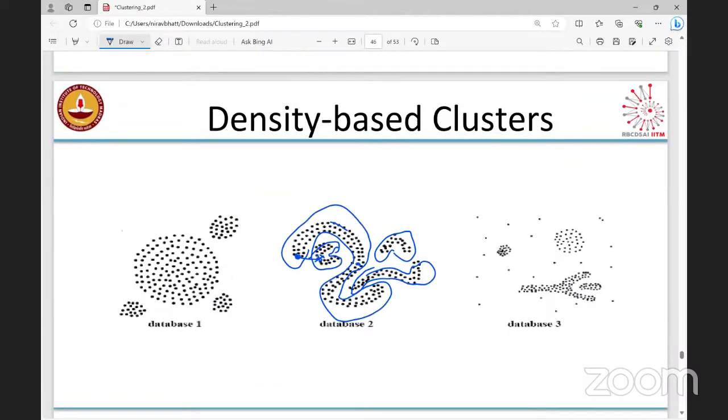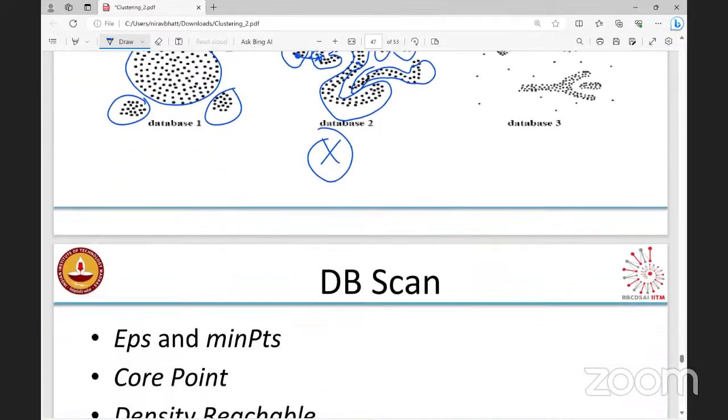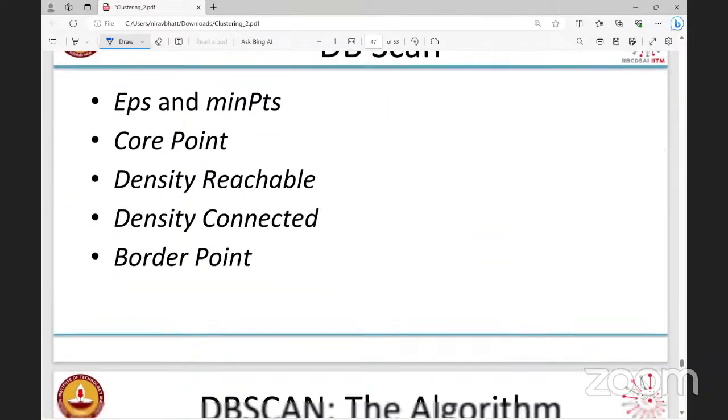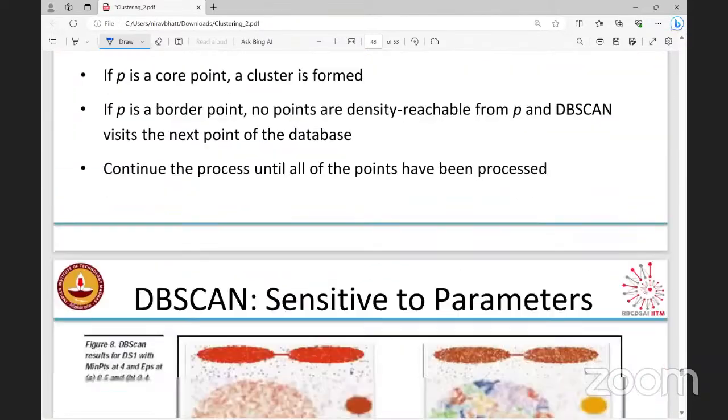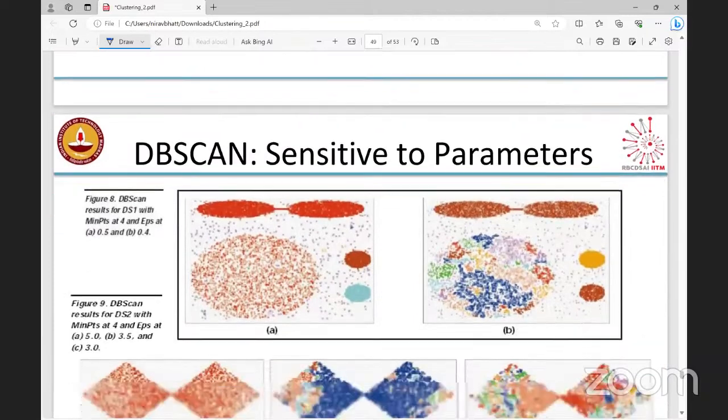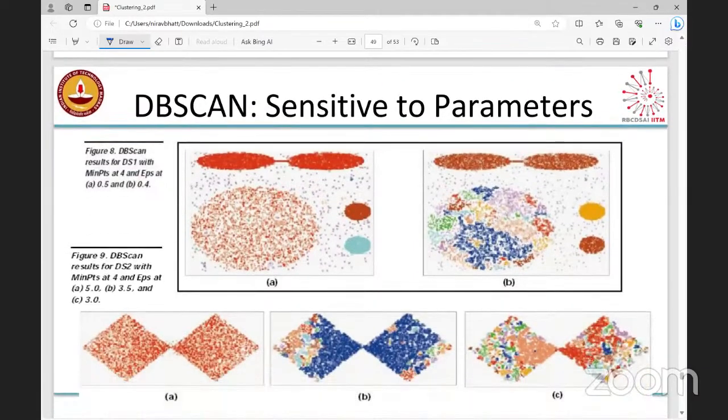Hierarchical clustering and k-means clustering can do this well. However, they cannot do this well. Only density-based clustering can do this particular clustering well. So DBSCAN is one of the algorithms, which I think I will not discuss right now. But I want to show you very interesting results here.